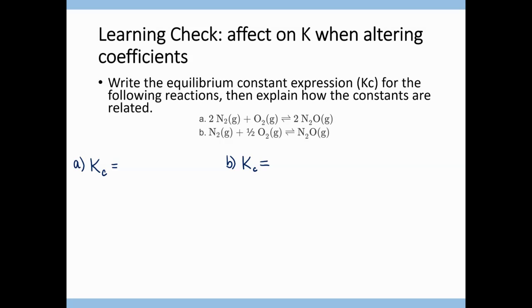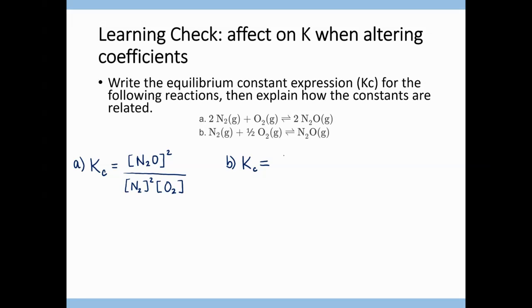Okay, I'll just start writing them. I know some of you are still writing. For the first reaction A, product over reactant, the only product is N2O. And that has a coefficient of 2, so that becomes the exponent. And then reactants are N2, which has a coefficient of 2, so exponent of 2, and then O2 without an exponent. So that's the equilibrium expression for reaction A.